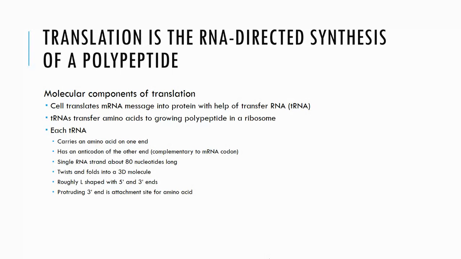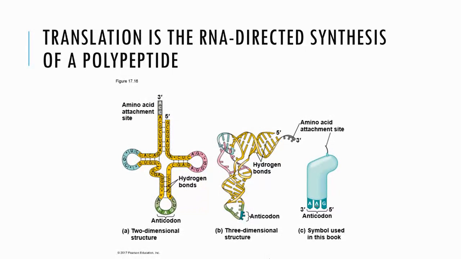It is a single RNA strand that's about 80 nucleotides long that will be twisted and folded into a 3D molecule. It's about L-shaped with 5' and 3' ends, and the 3' end is the attachment site for the amino acid. And so in figure 17.16, we see 3 different visual representations of the tRNA, but going forward, we're going to use C because it's easier to look at.